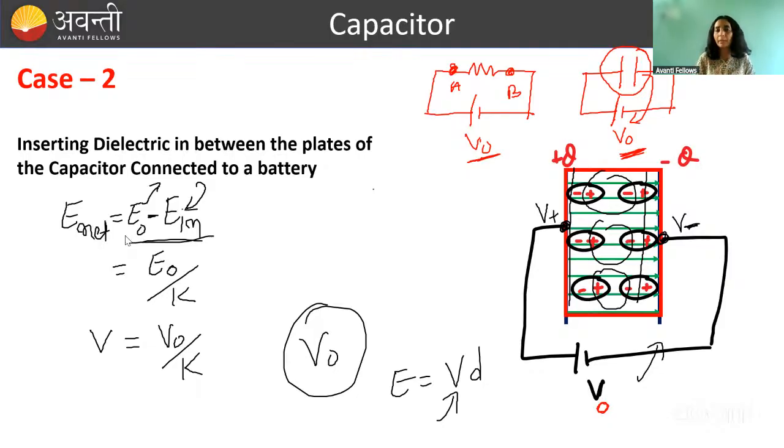Done it? That is why I'm trying to say to you, even if you are inserting a dielectric in between the space of the capacitor, this potential difference is not going to change because the two plates of the capacitor are connected to the terminals of a battery. So that will make sure the potential difference across the capacitor is always equal to a certain value, and that certain value is equal to the EMF of the battery in this case.